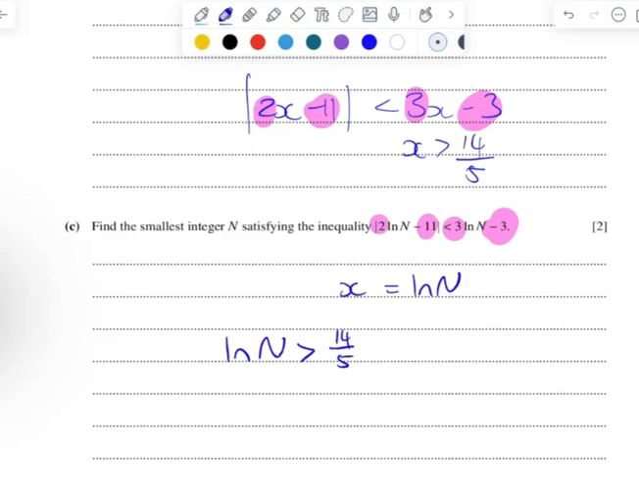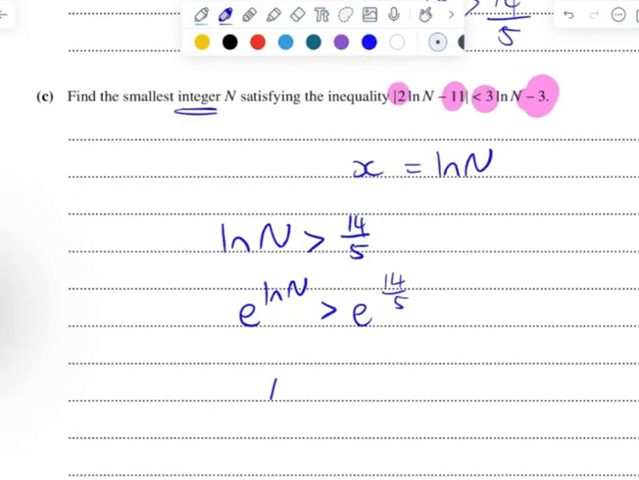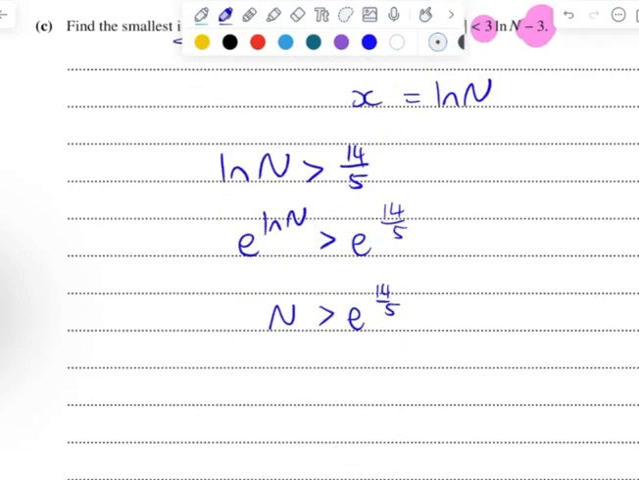Okay, and they say find the smallest integer to satisfy this inequality. So we just need to find out what n is. How do you solve a ln equation like this? If I've got ln on the one side, I can raise e to it. So I raise e to the power of 14 over 5. My e and my ln are inverses of each other. So now I've got n must be greater than e to the power of 14 over 5. So we just have to work out what e to the power of 14 over 5 is.